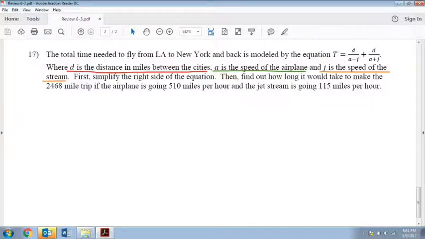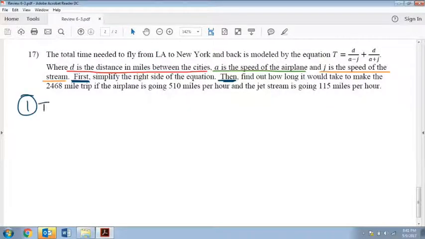Okay, so they want us to do two things. First, they want to simplify the right side of the equation. Then, find out how long it would take to make the 2,468 mile trip if the airplane is going 510 miles an hour and the jet stream is going 115 miles an hour. Alright, so here we go. They want two parts. First, simplify the right side of the equation.